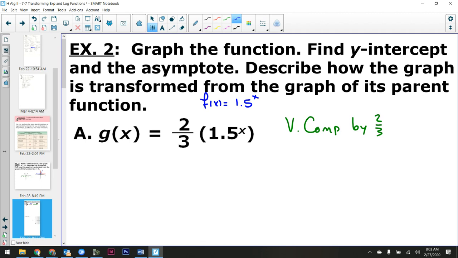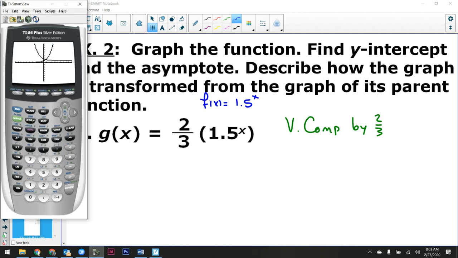So let's graph this in our calculators, knowing that this is going to be a vertical compression that's going to compress down toward the x-axis by a factor of 2/3. So here's my parent, 1.5 to the x. Here's my new, 2/3 of 1.5 to the x. So there's my original, and here's my new. Did it compress down toward the x-axis? Yes.